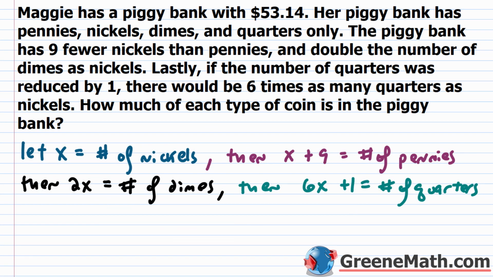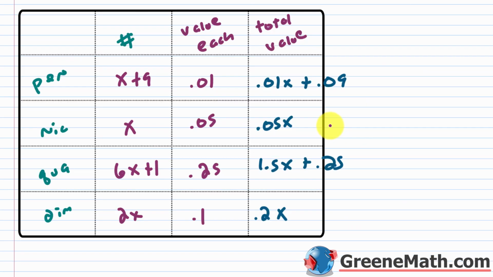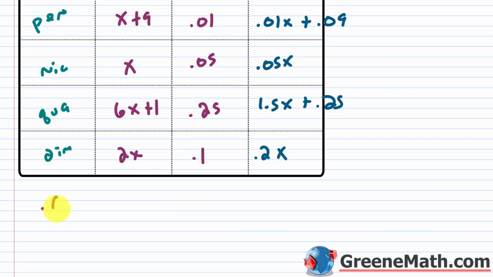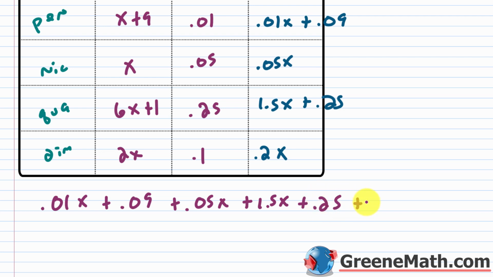So going back up, again, the total value of the piggy bank is $53.14. So to set up an equation, I'm going to take the total value of the pennies plus the total value of the nickels plus the total value of the quarters plus the total value of the dimes and set that equal to 53.14. So let's go 0.01x plus 0.09 plus 0.05x plus 1.5x plus 0.25 and then plus 0.2x. And this equals, again, 53.14.